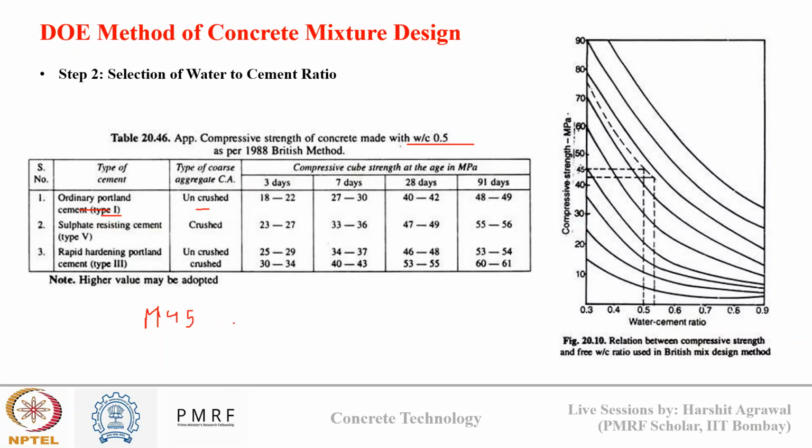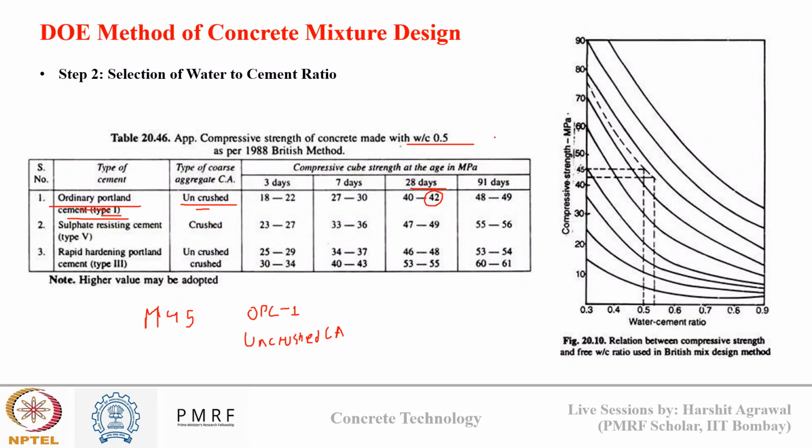Okay, and I have OPC type 1 cement, and I have uncrushed coarse aggregate that is given to me. So these three things are known to me. At 28 days with a W by C ratio of 0.5, if you see this OPC and uncrushed type, my strength will be around 40 to 42. So I am assuming my strength is 42 MPa.